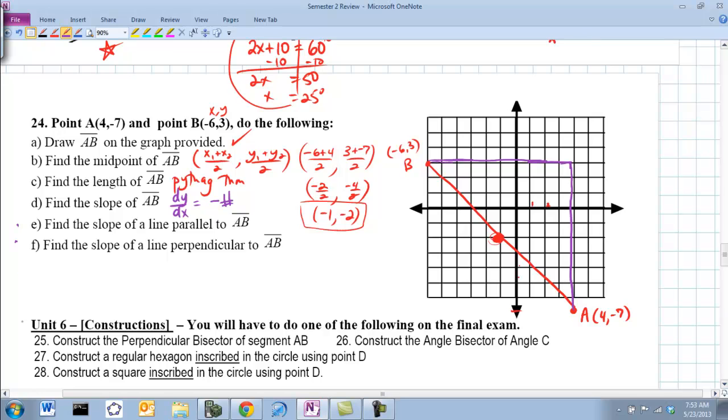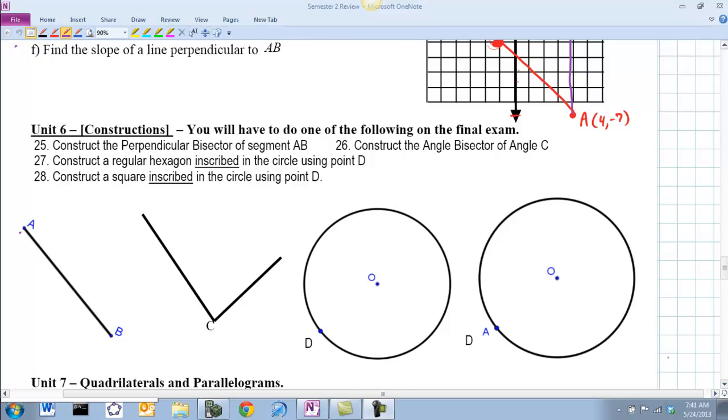Letters E and F are about parallels and perpendiculars. So I want you to go back to the previous part of the video where we talked about that and review those as well. In Unit 6, we did constructions with a straight edge and compass, and you will have to do at least one of the following ones on the final exam. So you should review how to do these.